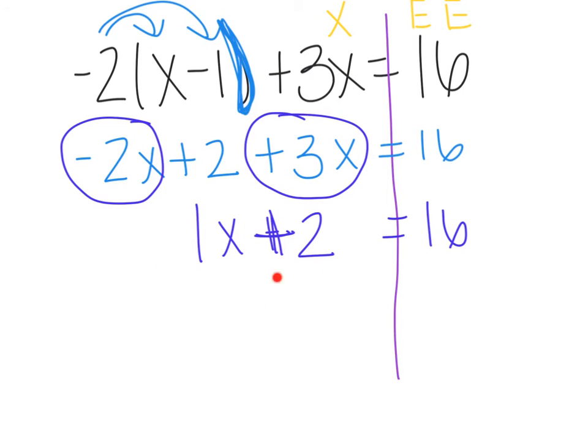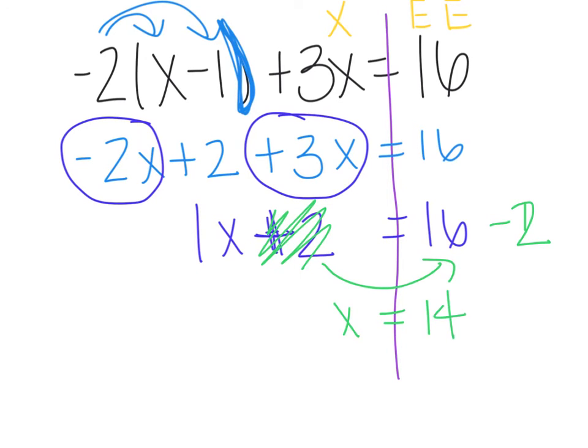Well, notice I have a plus 2. That plus 2 doesn't have an x with it, so the plus 2 needs to move to the other side, and it's going to become a minus 2, so it is now gone. So I have 1x, or x, equals 16 minus 2, which is 14. Notice that x is completely by itself right now. The coefficient of x is a 1, so that means that we have completed our problem.